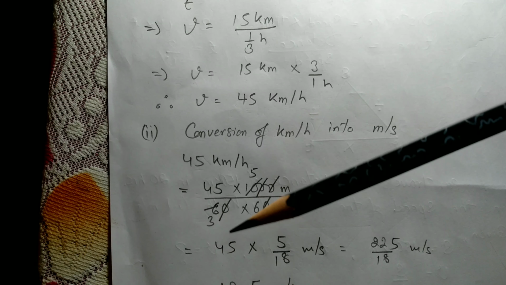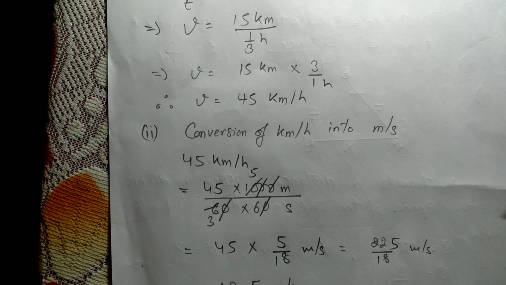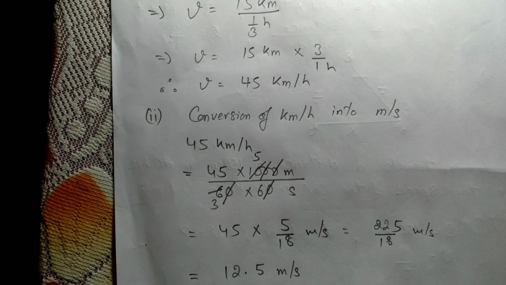So again 45 into 5 upon 18 meter per second. So 45 into 5, I am getting 225 upon 18. Now 225 upon 18, if you divide it, I am getting 12.5 meter per second. So this is number 2. So now we can move to question number 3, which I have done here.